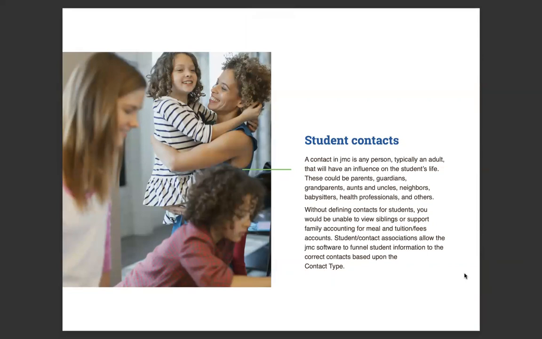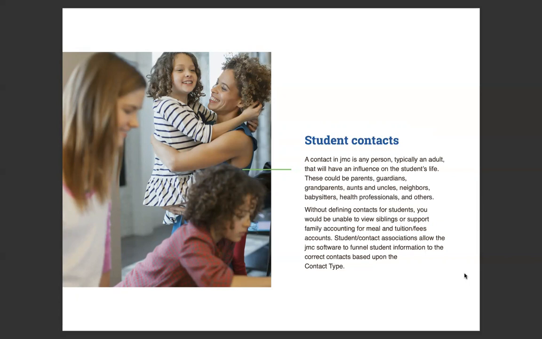So, student contacts. A contact in JMC is any person, typically an adult, that will have an influence on the student's life. These could be parents, guardians, grandparents, aunts and uncles, neighbors, babysitters, health professionals, and others. Without defining contacts for students, you would be unable to view siblings or support family accounting for meals or tuition and fee accounts.